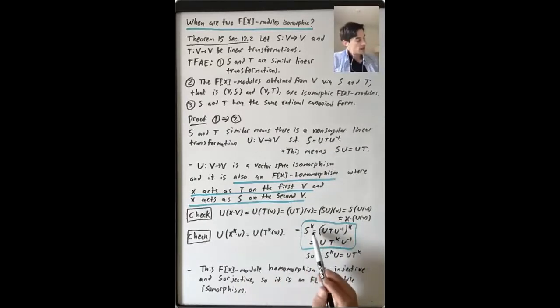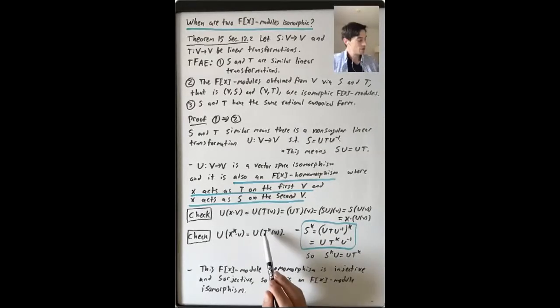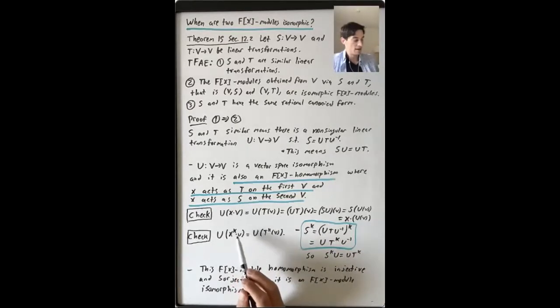So what do we know about T to the k? S to the k is U T U inverse to the k. And this is just like something that we saw in the last lecture when we were talking about how similar matrices satisfy the same minimal polynomial. This is U T to the k U inverse. So now this is U T to the k acting on V, and U T to the k is S to the k U. So you can use this now and see that, in fact, this is going to be x to the k acting on U of V.